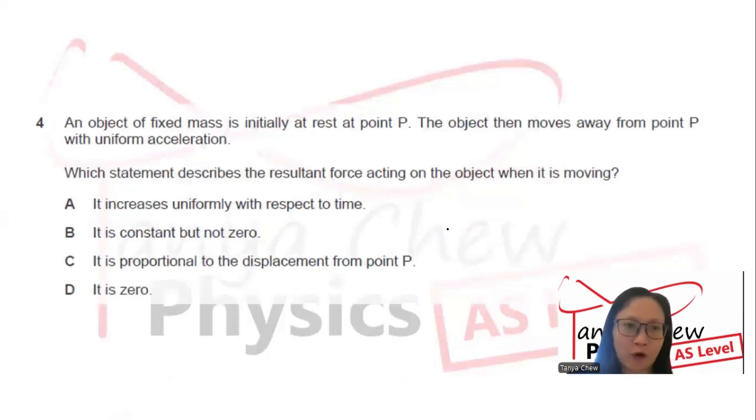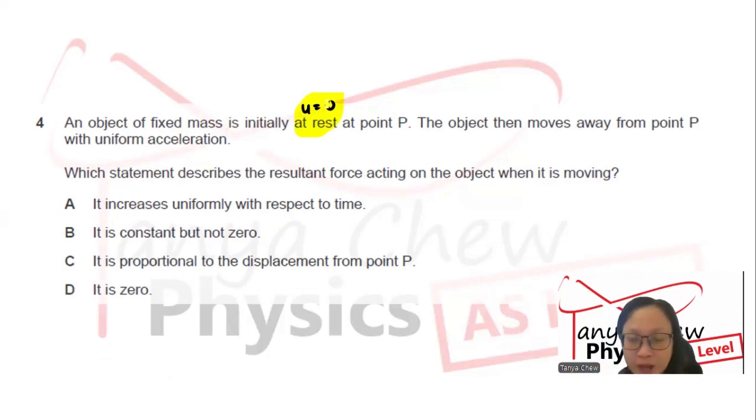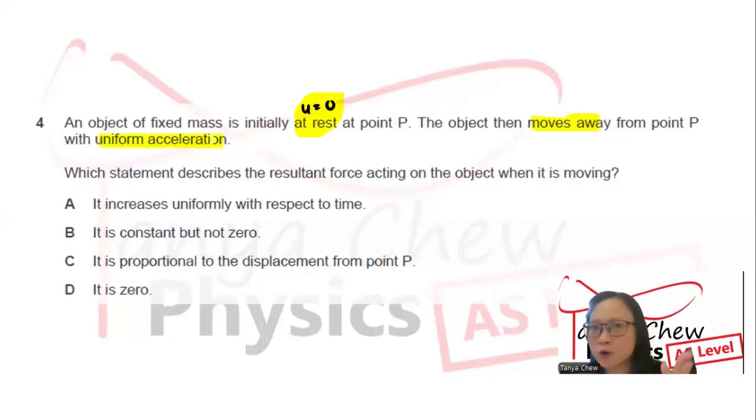Now, question number 4. An object of fixed mass is initially at rest. I love to write this, u equal to 0, when the mass is at rest at point P. The object then moves away from point P with uniform acceleration. Which statement describes the resultant force acting on the object when it is moving? Remember, this object is supposed to be at rest initially. Those are the hints. And after that, the object is moving away, with uniform acceleration. So the object will move away with constantly increasing speed. That will give you uniform acceleration.